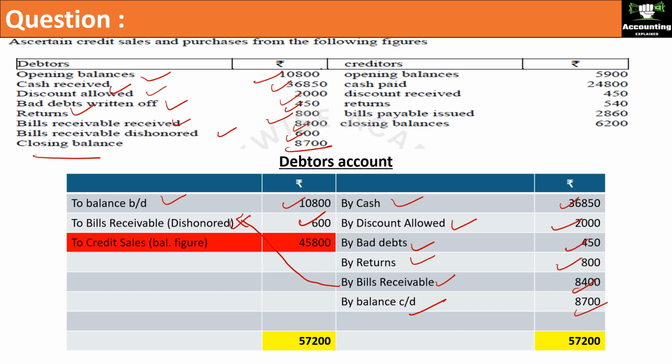When you total both the sides, you get the credit side as more. So 57,200 is the credit side total, we take it on both the sides, and on the debit side we get the balancing figure, the missing figure, which is credit sales. That is what we have to find out, and that is 45,800, our credit sales amount.